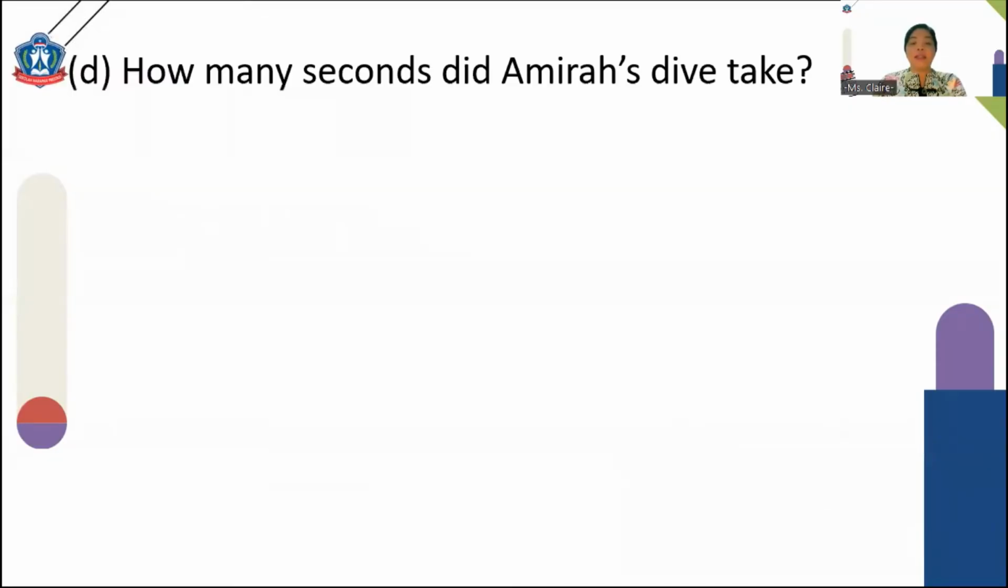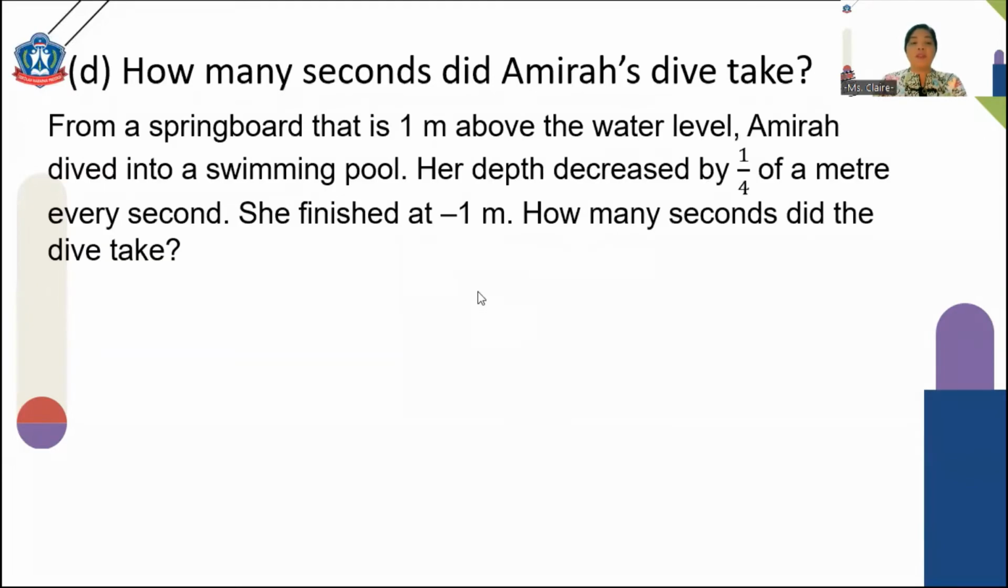Next, how many seconds did Amira's dive take? From a springboard that is 1 meter above the water level, Amira dived into a swimming pool. Her depth decreased by 1/4 of a meter every second. Then she finished at -1 meter. How many seconds did the dive take? So from 1 meter to -1 meter, how long was it? All we need to do is subtract 1/4 every second.